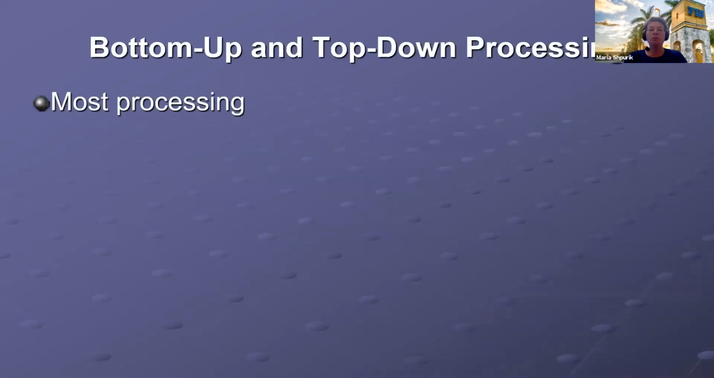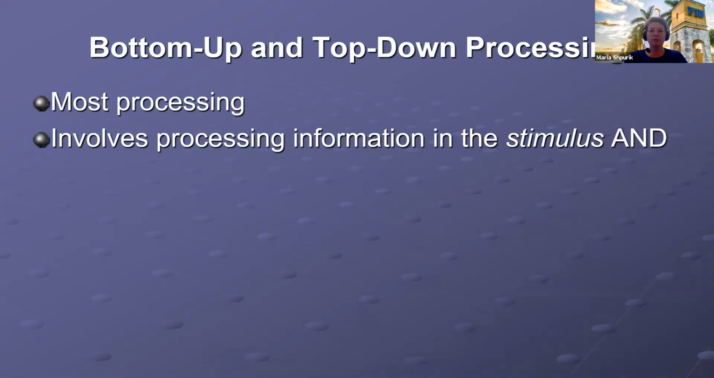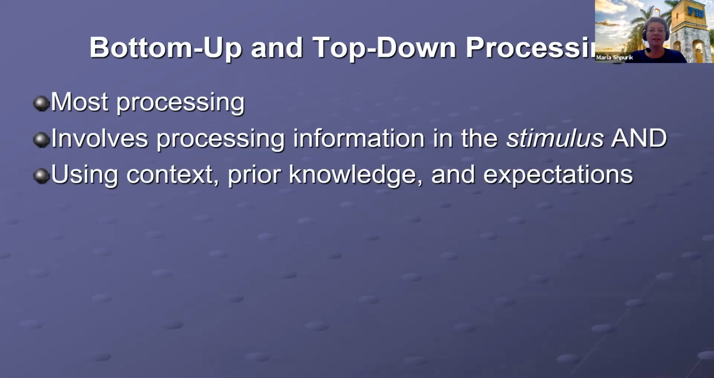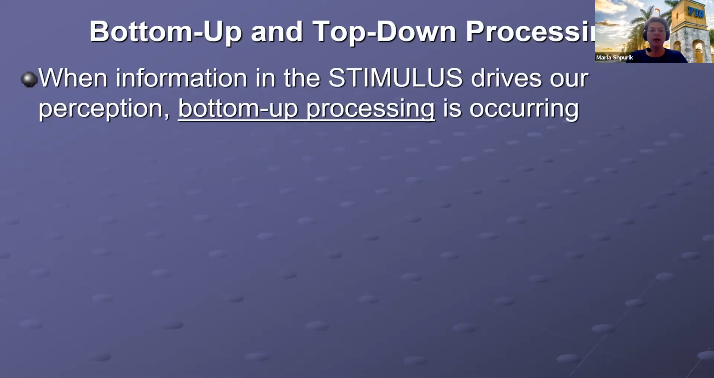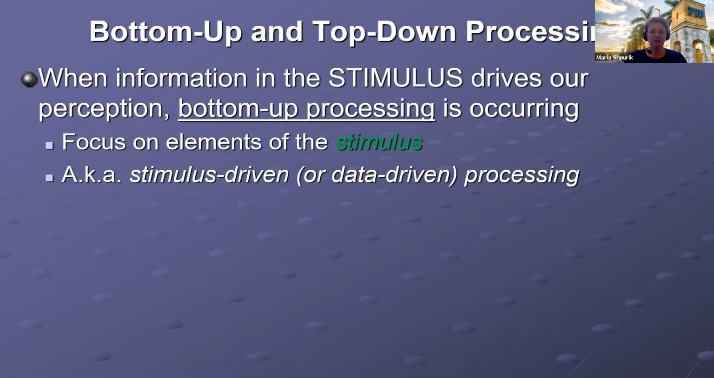Okay, so most processing, again, involves processing information in the stimulus itself and processing the context in which that stimulus is encountered, and also prior knowledge and expectations. So again, like I said, when information in the stimulus drives our perception, we call that bottom-up processing. It is also known as stimulus-driven or data-driven processing. So we focus on the elements in the actual stimulus.